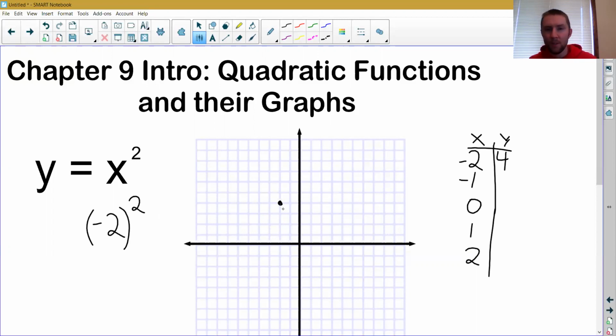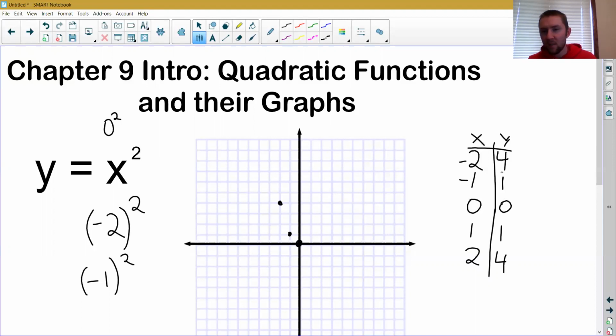So that's my first point. If I plug -1 into this function, -1 squared, -1 times -1, gives me +1. So my next point is -1 in the x, +1 in the y. If I put 0 into this function, 0 squared is 0 times 0, which is still 0, so that's right at the origin, a y value of 0. If I put 1 into this function, 1 times 1 is 1. If I put 2 in there, 2 times 2 is 4.